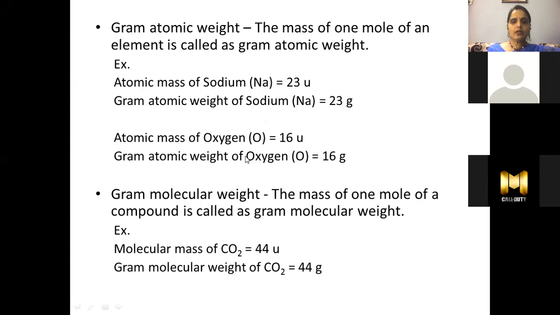Now, coming back to our presentation. You can see that I have written here that the molecular mass of carbon dioxide is 44 U. So the gram molecular weight of carbon dioxide becomes 44 g. Whatever the atomic mass or molecular mass is, write the number as it is, only the unit changes. If it is gram molecular weight, the unit becomes gram. I hope this idea is clear, because we are going to use this understanding further.